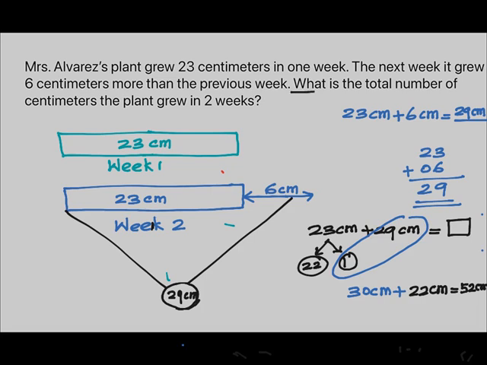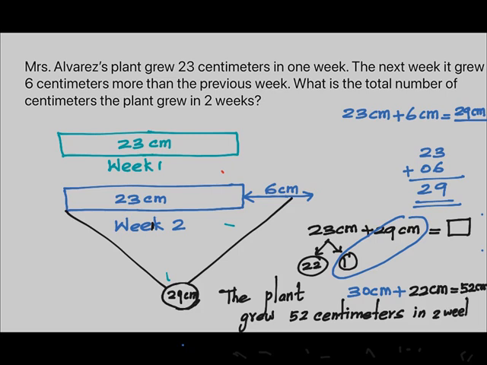Now let us restate the last question. What is the total number of centimeters the plant grew in 2 weeks? The plant grew 52 centimeters in 2 weeks. Period. The plant grew 52 centimeters in 2 weeks.